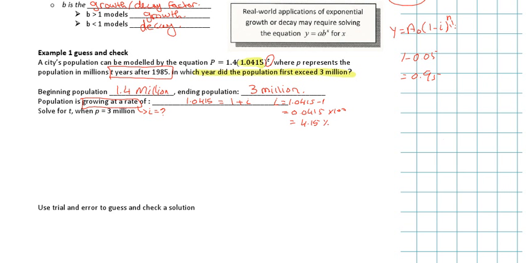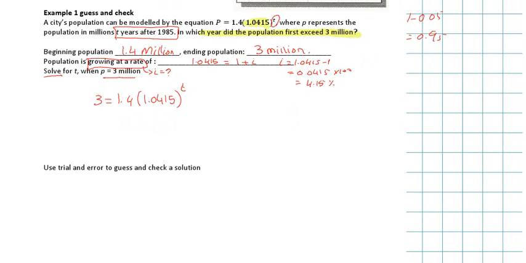Okay? So all I have to do is plug in 3 for P, and I'm solving for t. So all I did is plug in 3 for P. Now, I want to solve for t, so I want to isolate it. First thing, I want to get rid of that 1.4, so I divide by 1.4. What's 3 divided by 1.4? 2.143.